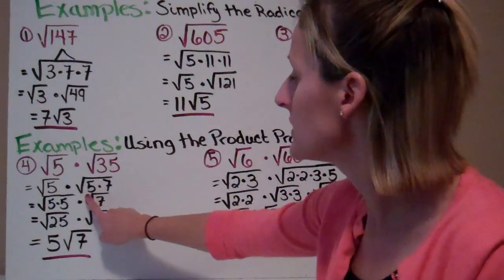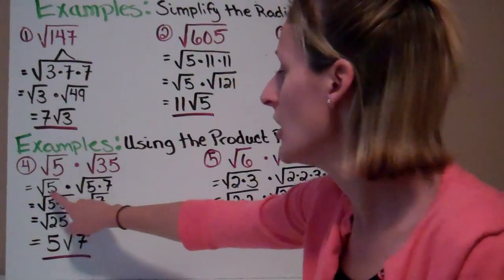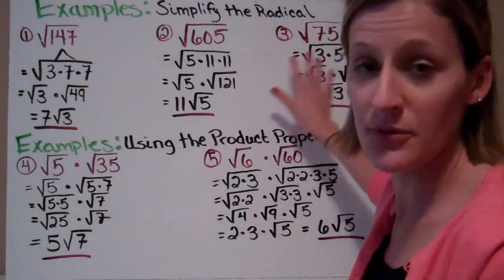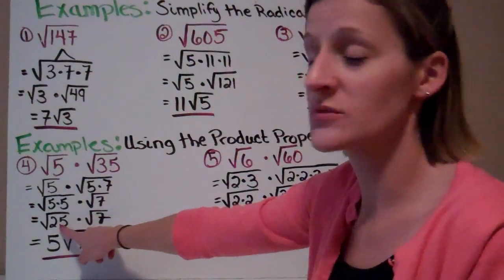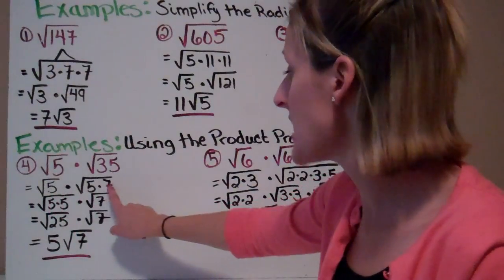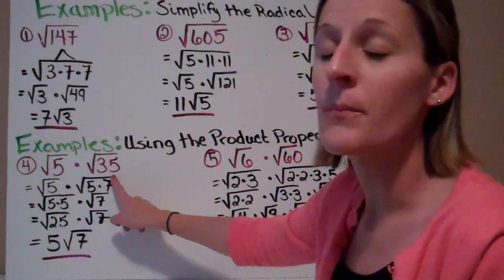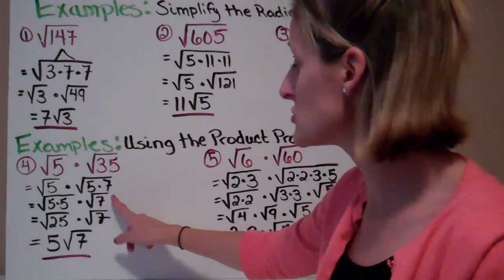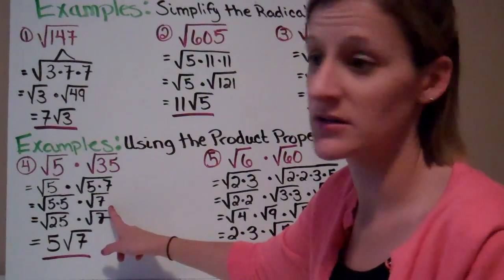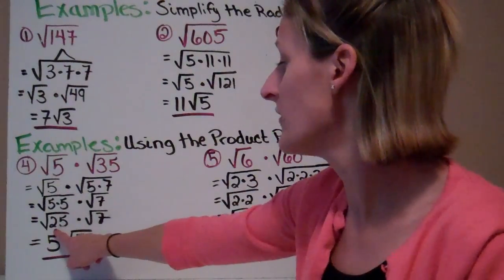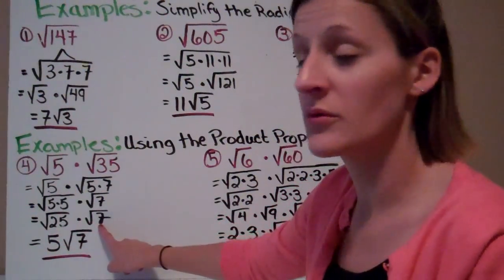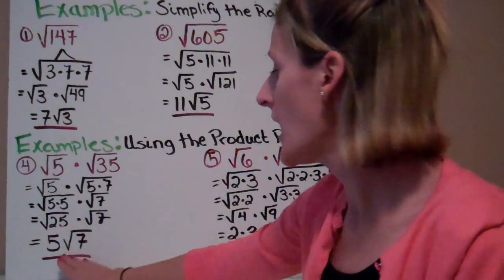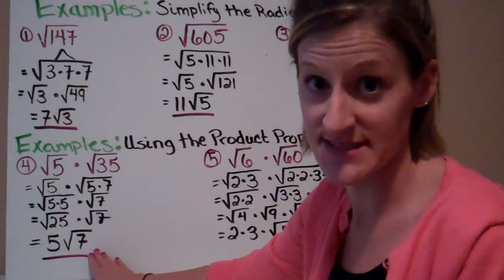But I notice here that I have a 5 here and a 5 here. I can pair them up just like I did in these previous examples to get the square root of 25. Now 7 is left over, but I don't have anything to go with it or to multiply it by to make it a perfect square. So I'm going to leave it as the square root of 7. So I take the square root of 25, which is 5, and the square root of 7 stays the same. So when I simplify this expression, I get 5 times the square root of 7.